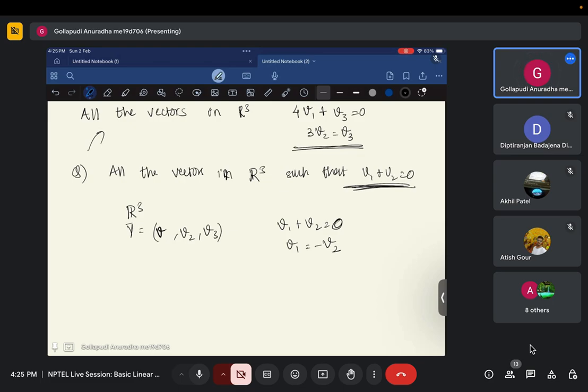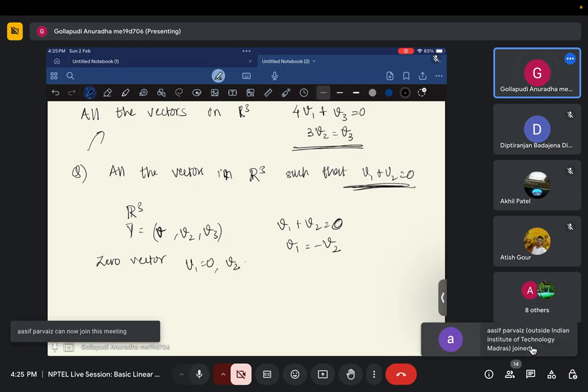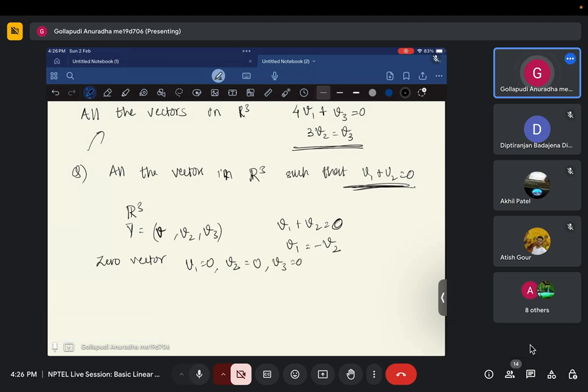So first of all, we should see whether the 0 vector is acceptable with this constraint. So if v1 is equal to 0, then v2 will also be 0, because v2 is minus v1, and v3 can be 0, but there is no constraint on v3, so v3 can be 0. So the 0 vector is there. So the first condition is satisfied.